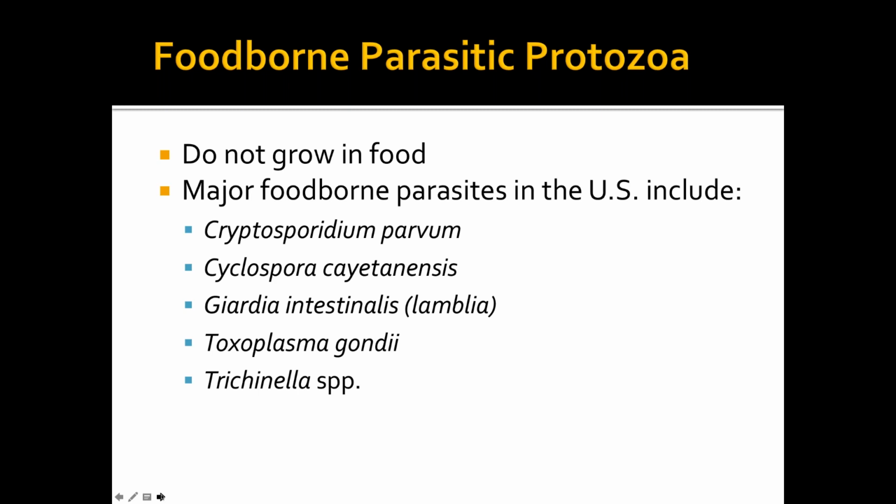Same way with the foodborne parasites, they do not grow in food. Viruses do not grow in food. Food is just the vector. I don't know if you're familiar with any of these. Giardia is one that normally is associated with hiking in the woods and drinking out of a stream. Toxoplasma is normally associated with cats, but cats are a vector for it.